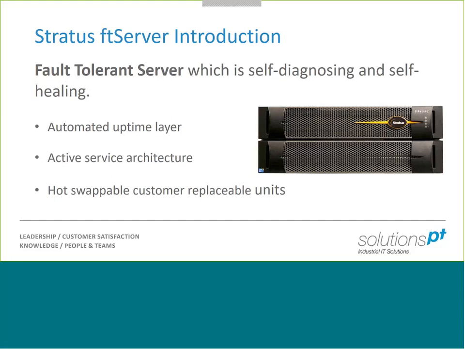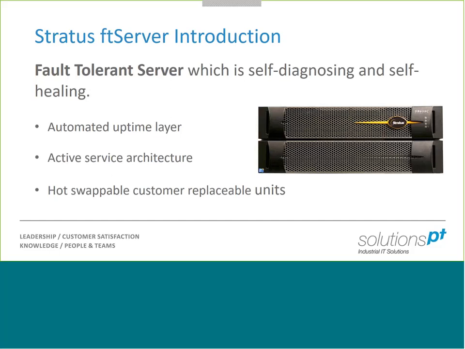So I'm sure that some of you are aware of Stratus ftServer, but I'd like to just give an overview of what it is and how it can help address some of these problems. So the ftServer is a truly downtime prevention system. It has 5 nines of availability, which is 99.999% available, and in some cases better than that.